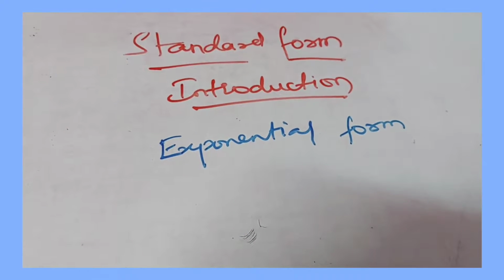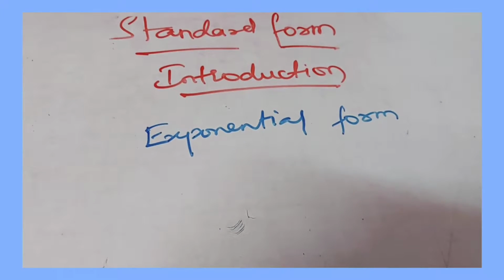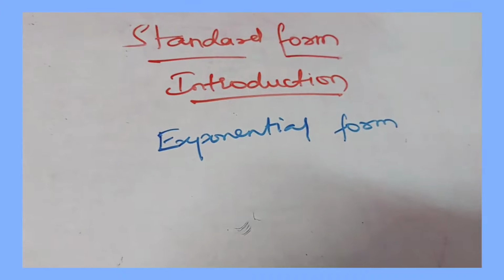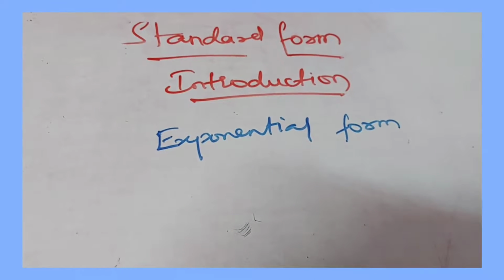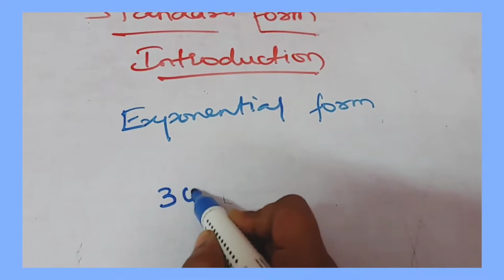This standard form is a way of writing very large or very small numbers easily. We can write very large and small numbers easily by using this standard form. For example, I'm taking one example here. I'm writing one number.